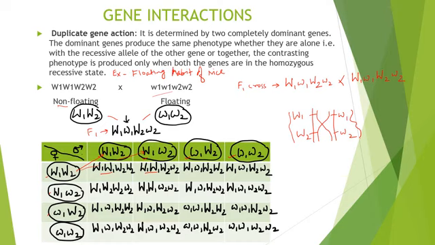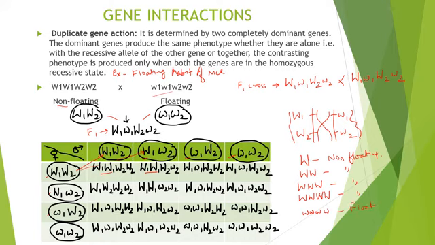After that, how to find out the characters? What will be the character here? According to duplicate gene action, even one dominant gene, even one capital W, is enough for the non-floating habit. Others are all duplicating. That means if two capital W's are there, then also non-floating. If three capital W's are there, then also non-floating. And if four capital W's are there, then also it will be non-floating. Only in this case, this will be floating.